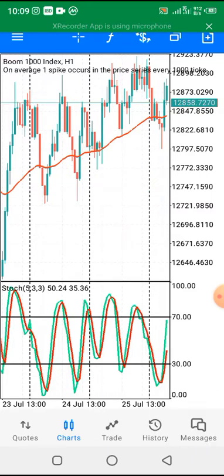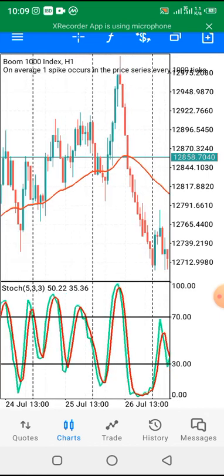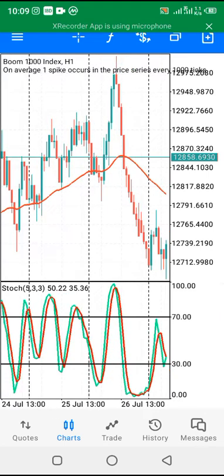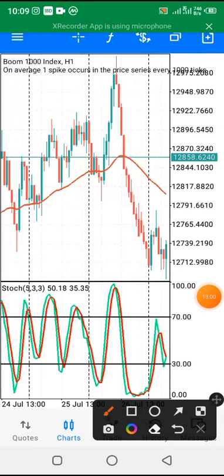Let me give you the last two examples of buys. Look here again, guys. As long as you follow these rules, you ain't going to lose money, right? Look here, price was trading above the 51 moving average. And you can see from this region the stochastic touched the 30 region, and there was a crossover.